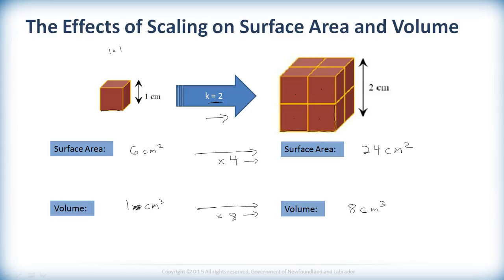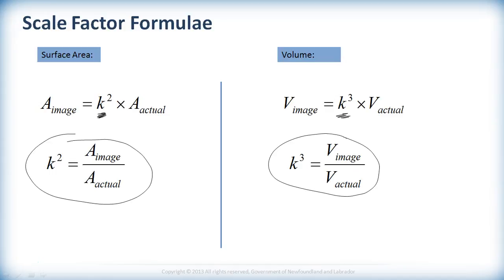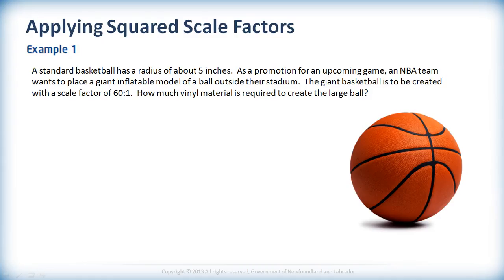Those numbers are both related to k equals 2. This one is 2 squared, and this one is 2 cubed. So if we compare the effects on surface area and volume to the scale factor, the surface area gets multiplied by the square of the scale factor, and the volume gets multiplied by the cube of the scale factor. We can rearrange those formulas to help us find the scale factor in terms of a ratio of areas or a ratio of volumes, just like we did before. All right, let's do some questions.